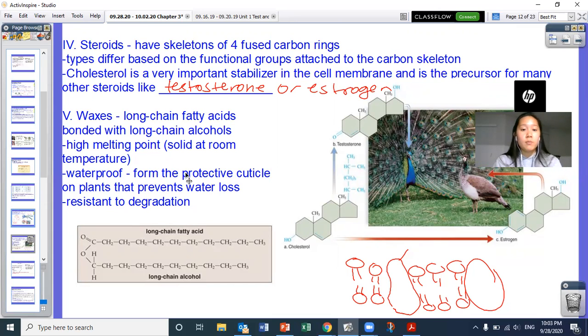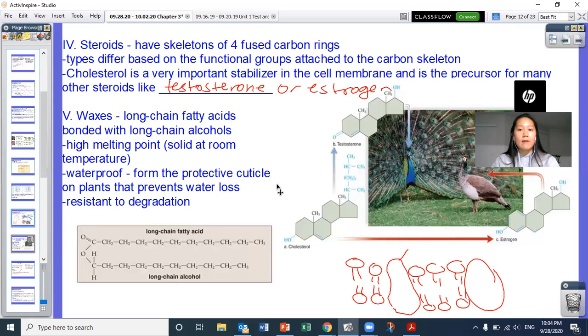They are waterproof, so they form the protective cuticle on plants that prevents water loss, and they are resistant to degradation. So it's actually hard to break them apart chemically. Right? You can melt it and turn it into different forms, but it's still chemically wax. And them being waterproof and resistant to degrading is important. For example, we use wax on our gym floors to polish them and make sure that they are easy to clean and that the wood underneath is protected from sweat dripping on it or anything else spilling on it, like sports drinks when you're playing basketball or volleyball, right? So indoor courts are protected by waxes when you polish them.